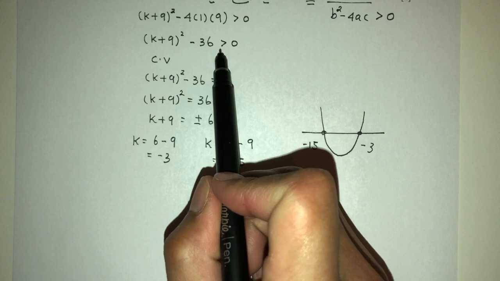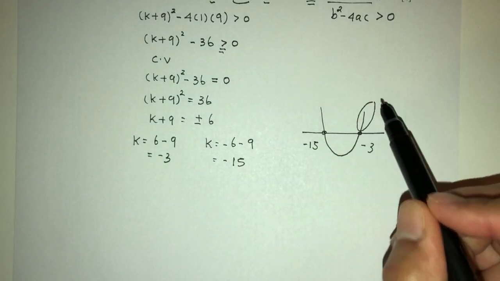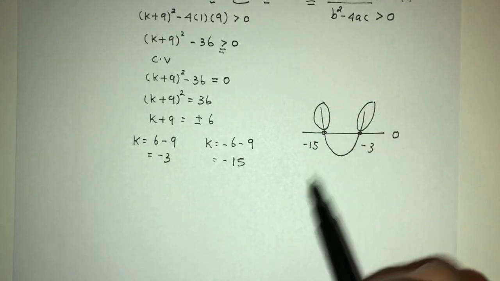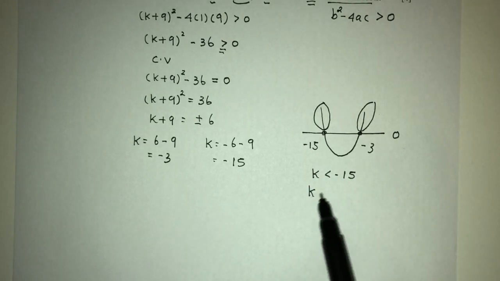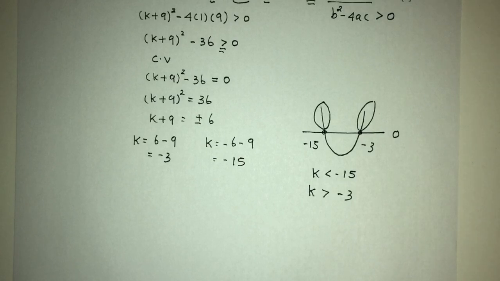As you can see here, we're looking for something which is more than 0. So this is 0. That will be more than 0, which is above, on this side and on this side. So k has to be less than minus 15 or k has to be more than minus 3 for the values of k for which the curve has two distinct roots.